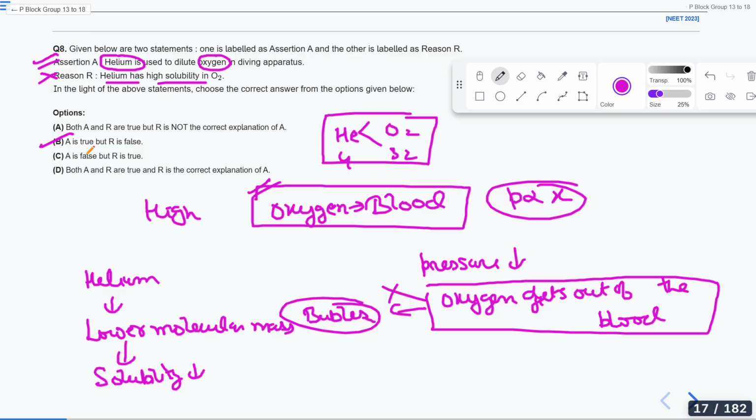Is it clear? Is anyone having any doubt in this? This was a very good question. It was asked in your 2023 NEET. Anyone having any doubt? Can we move on to the next question now?